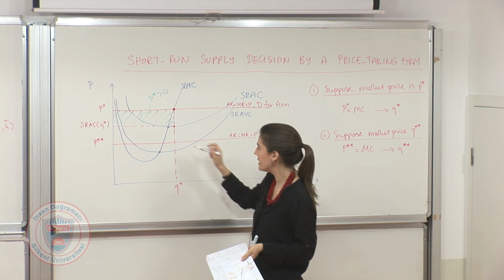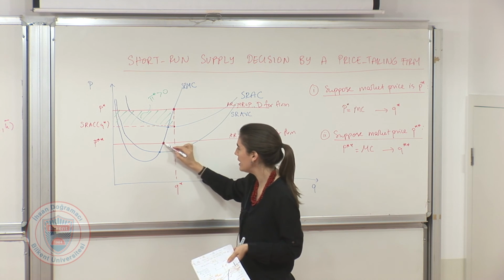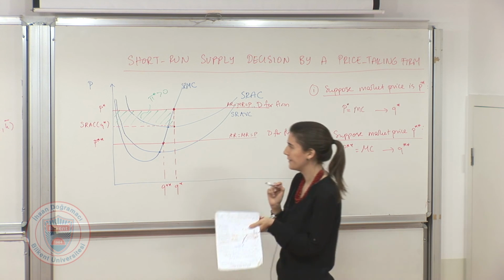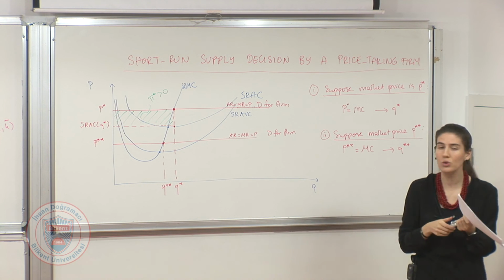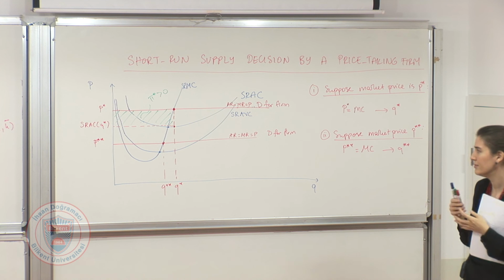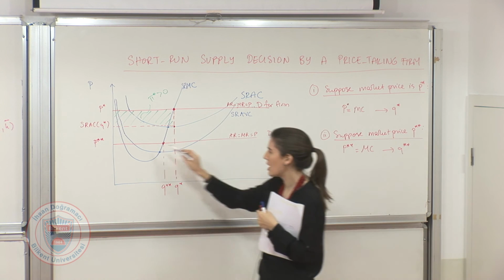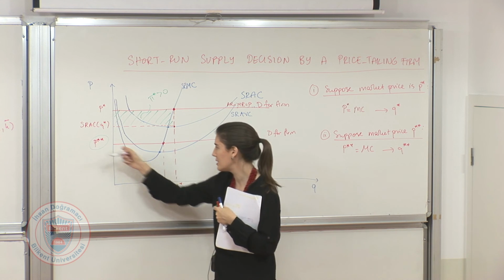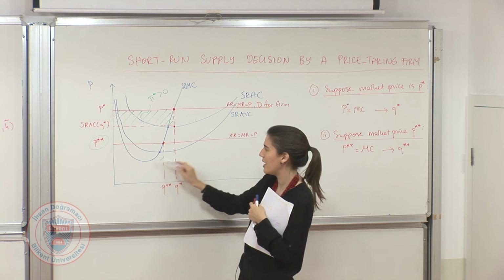So the optimal quantity is here, Q double star, right? Then what's going on at Q double star? At Q double star, price is this. So the money that you earn, your total revenue, is this height times this quantity, basically this area.